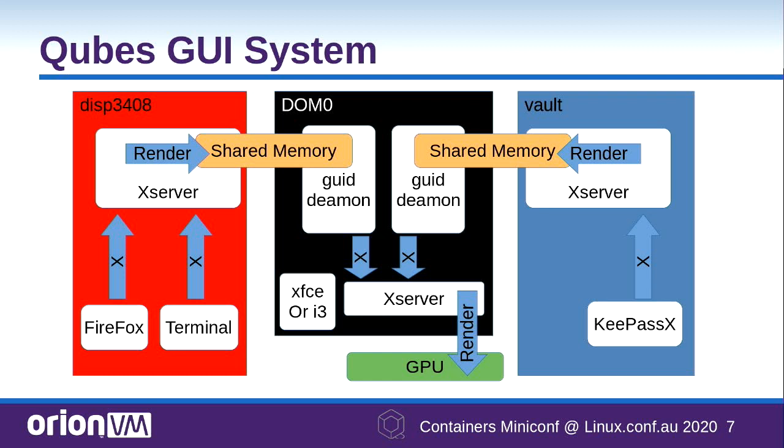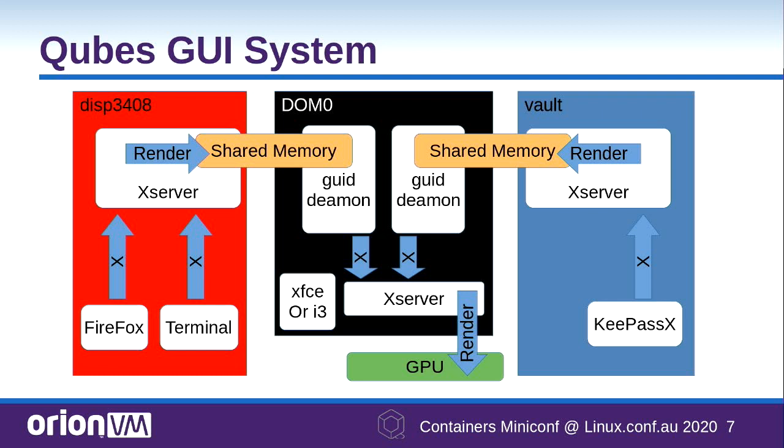So Firefox is running inside a domain, so it's running inside a virtual machine. Firefox will send Xserver commands to do its rendering and updating. Every qube has its own Xserver, so Firefox will send its output to the Xserver inside a qube, and then that Xserver will render an image in a memory region that is shared with dom0. So dom0 is the management or the admin virtual machine.